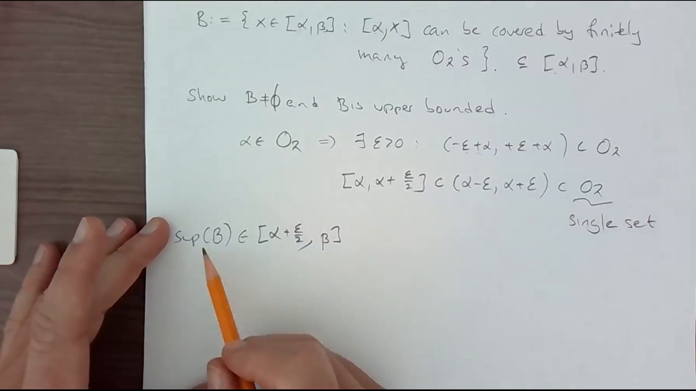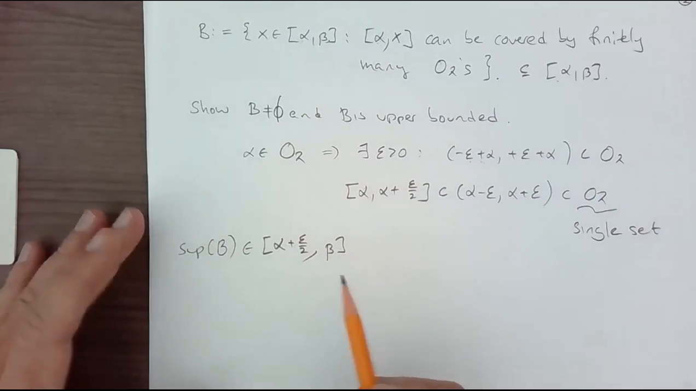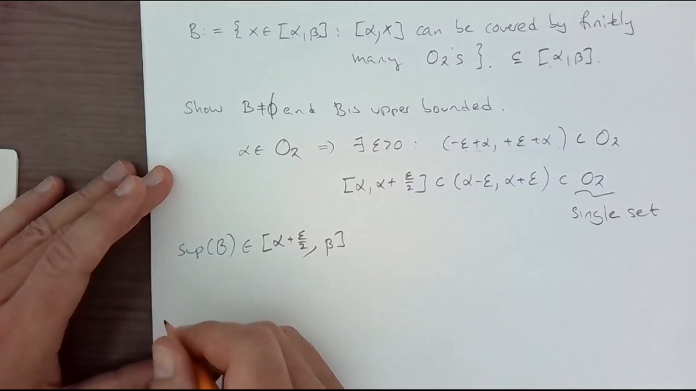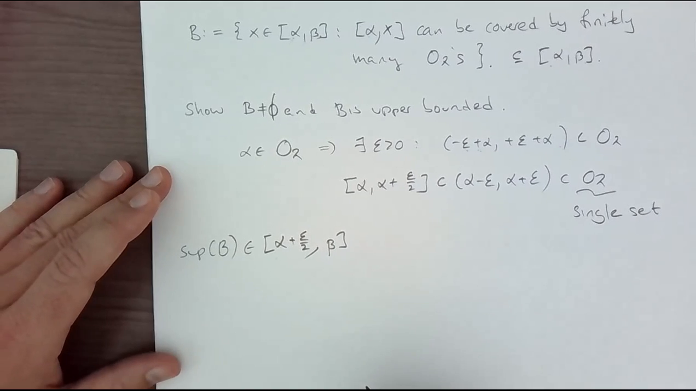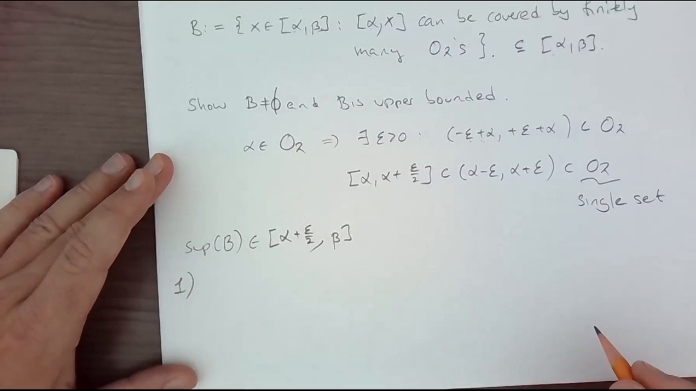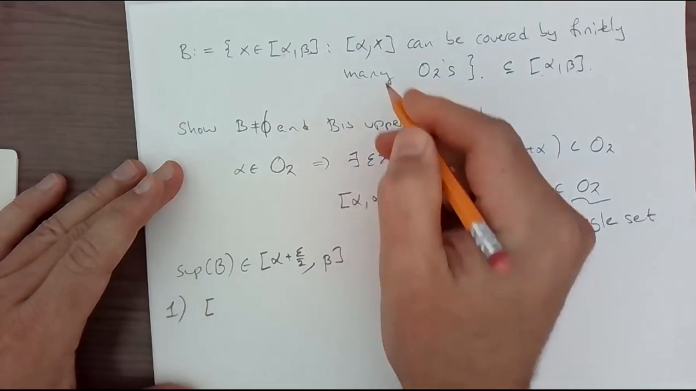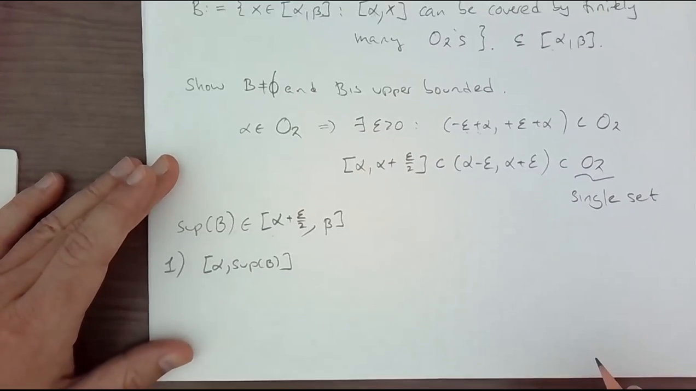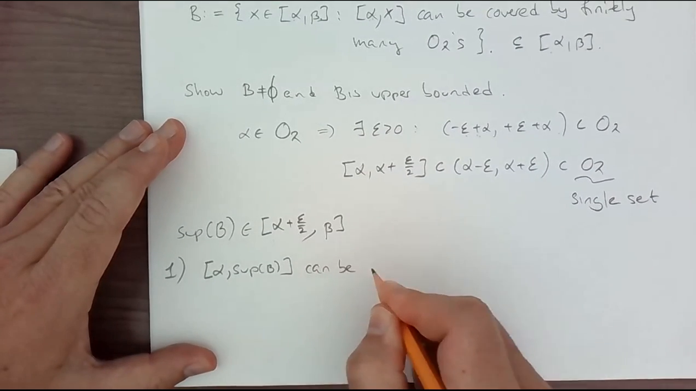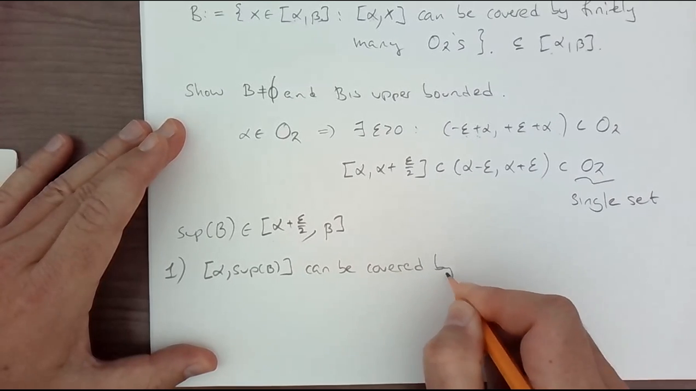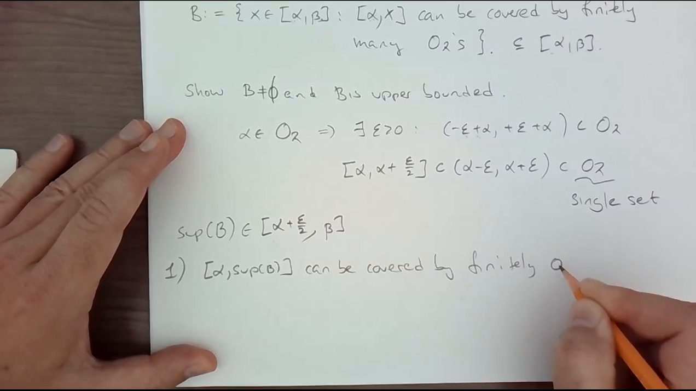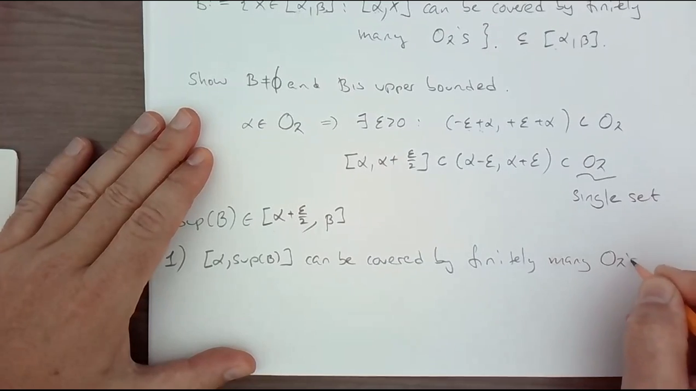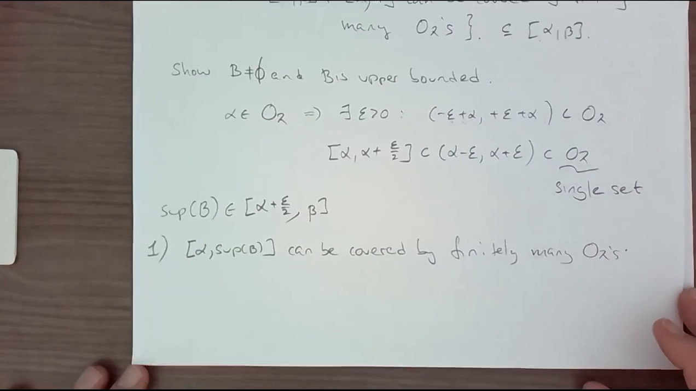So the supremum: I have a non-empty set, it's upper bounded, and the supremum is going to be in here somewhere. So we're going to prove two things now. The first thing we're going to prove is that if I look at the interval from alpha up to the supremum of B, this can be covered by finitely many of these O lambdas.